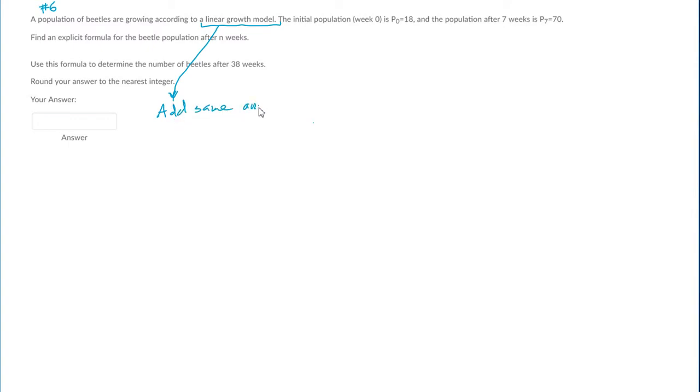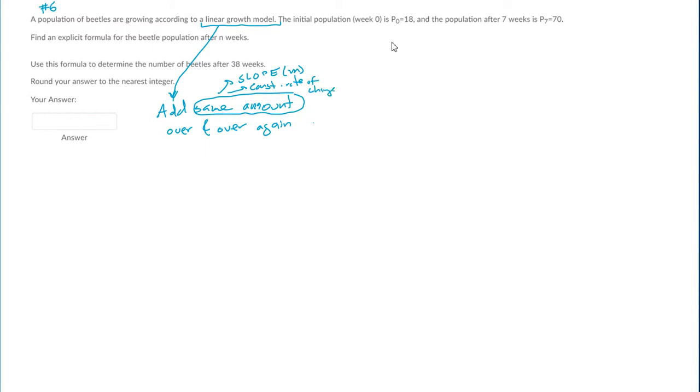Add the same amount. Sorry, can't write that well today. Over and over again. And that same amount that we keep adding over and over again has different names. We can call it the slope, and we use m to indicate that, or we can call it the constant rate of change. Lots of different names for it, but it's the amount that we add over and over again.